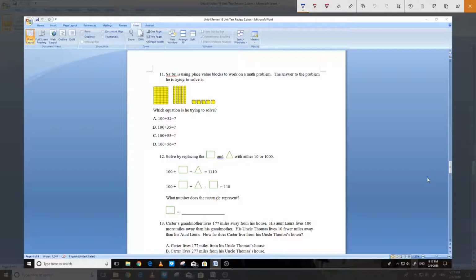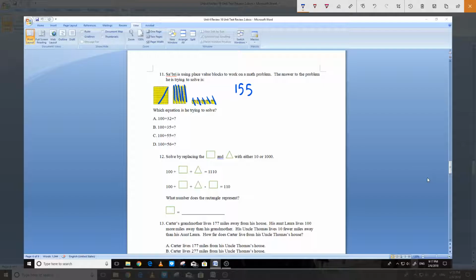The answer to the problem he is trying to solve is, let's count this first, 100, 10, 20, 30, 40, 50. 1, 2, 3, 4, 5. So the place value blocks here show 155. Now, which equation will give us 155?